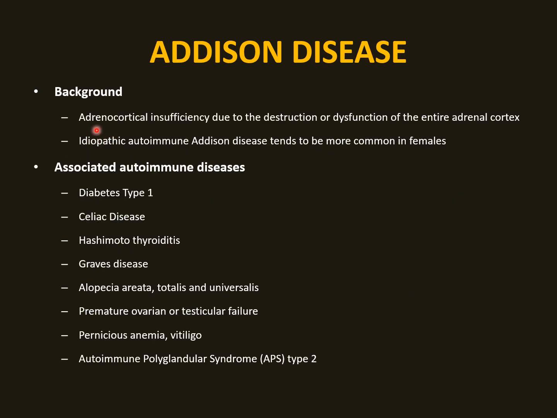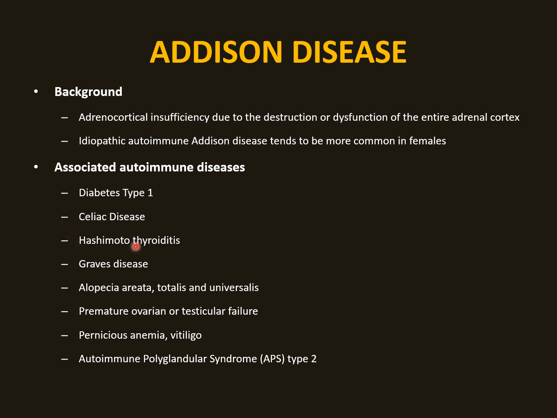Addison disease, it's adrenocortical insufficiency because of destruction or dysfunction of the entire adrenal cortex. Idiopathic autoimmune Addison tends to be more common in girls than boys. Associated autoimmune diseases. Patients with type 1 diabetes may develop Addison disease. This is very important to remember.